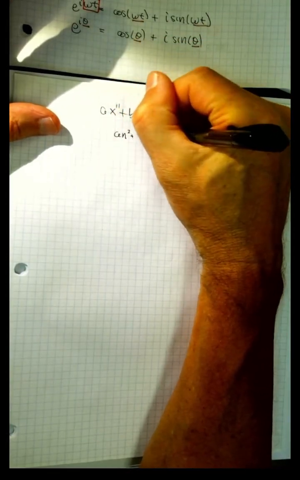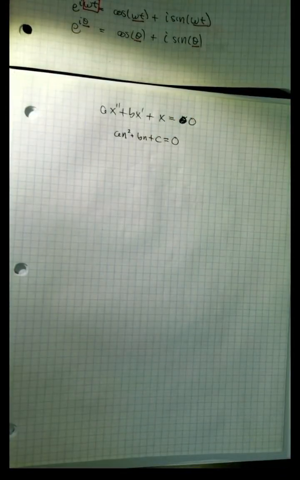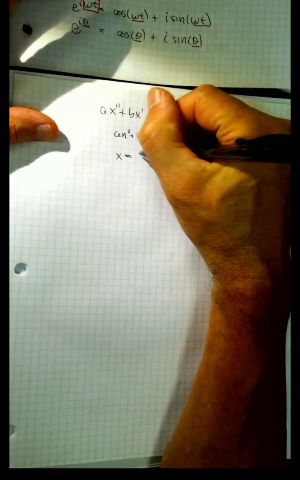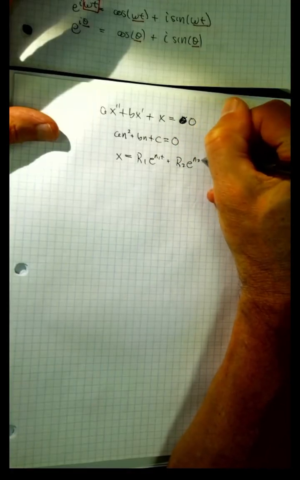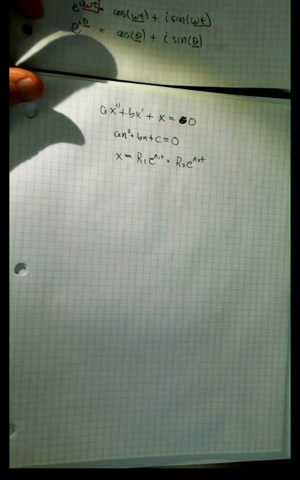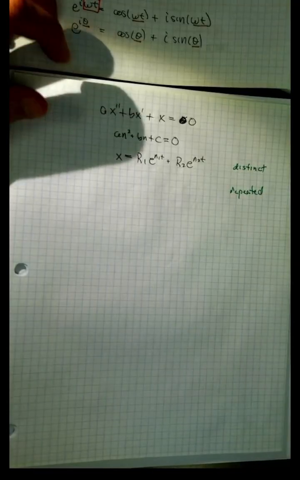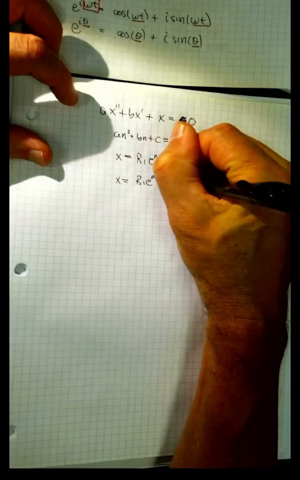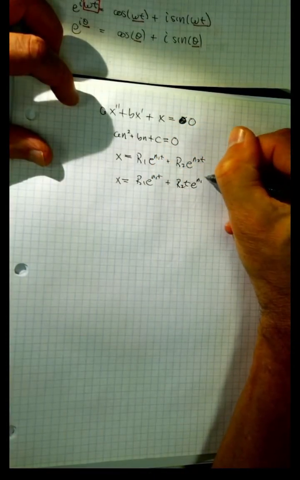We end up working with a quadratic function that looks something like this. And if we have distinct roots, we have something like this. So again, this is if the roots are distinct. And we also saw that if we had a repeated root, well, that's one of the roots, and then the other one we can find by just multiplying by t.